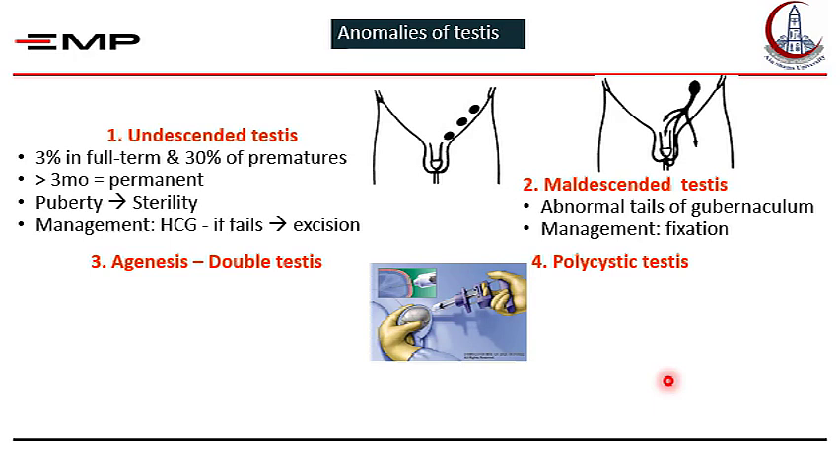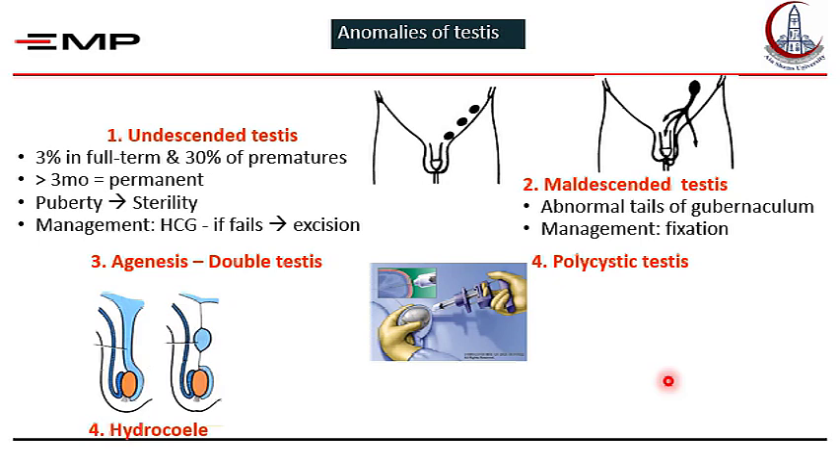The two remaining anomalies are due to problems in the processus vaginalis. The first one, that the vestige remains open, so there is collection of fluid in the tunica vaginalis called hydrocele, okay? Or there is part of it that remains open, it makes what's called spermatic cyst.